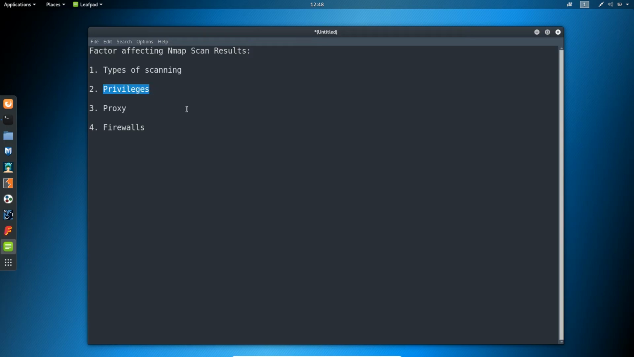It is most likely that our device will be allotted some privilege. It can be root or administrator, user or guest. There are lots of Nmap commands which require root or admin privilege to get executed. If you are allotted a lower privilege, then this factor can affect our scan results.